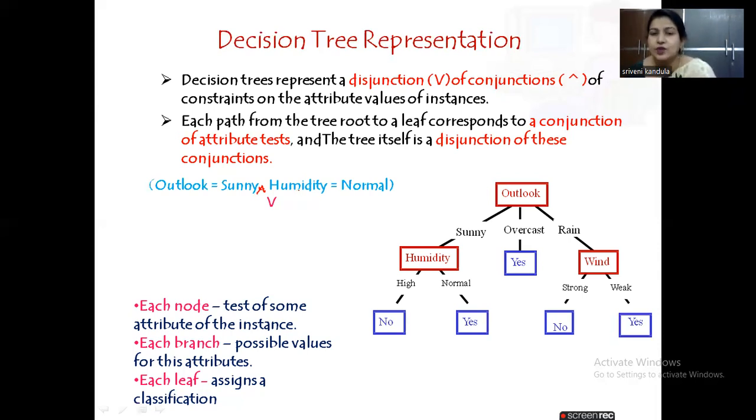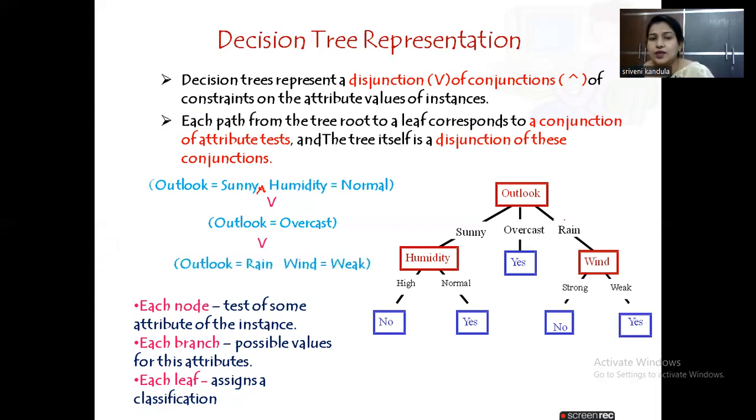So in the next path, what I have is outlook is equals to overcast. Here you can see the next attribute is outlook, and its possible value is overcast. And this again is connected with a disjunction, that is an OR, and then move on to the next path. In the next path, outlook is equals to rain. This is one constraint, and we also have one more constraint, that is wind is equals to weak. So let us connect these two with an AND.